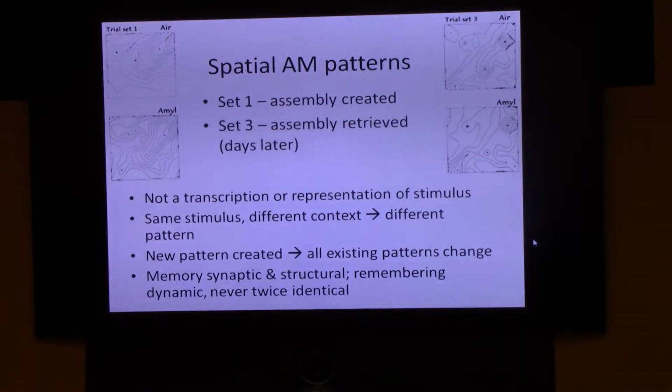Okay, so we're back here. What's the difference between the one on the left and the one on the right? This is 3 days later, I think. Three days later, and he's presenting the same trial set. I don't know how many days later it is. Some days later, yeah. I got it. Some days later, but he's presenting the animal with the same stimulus.